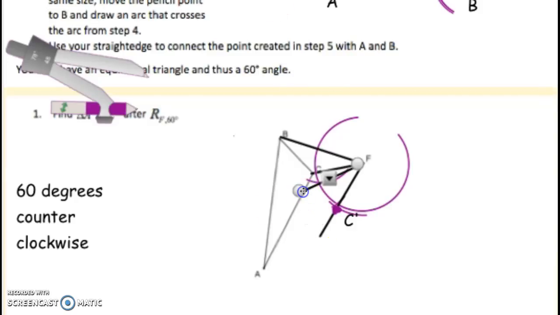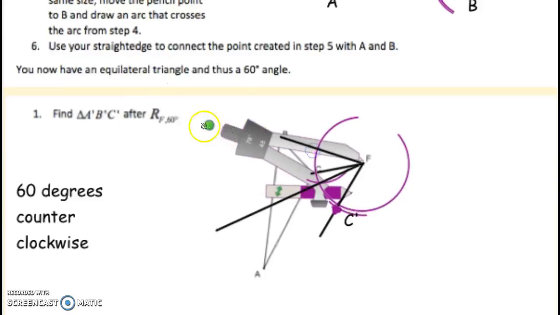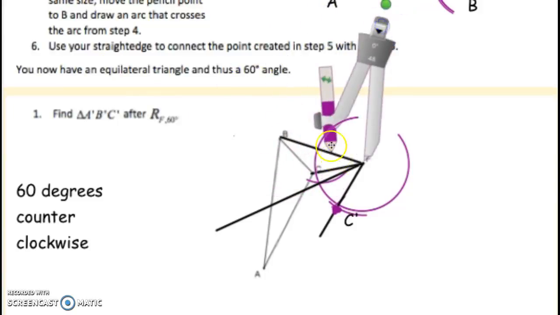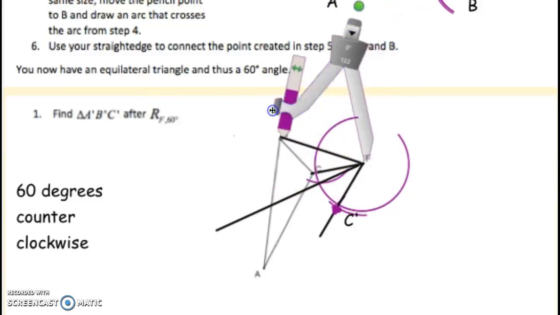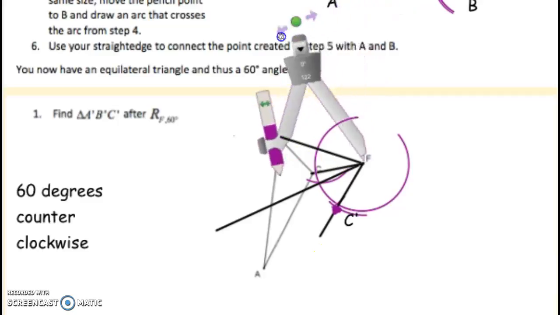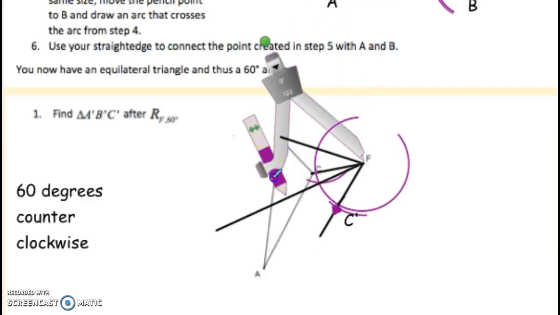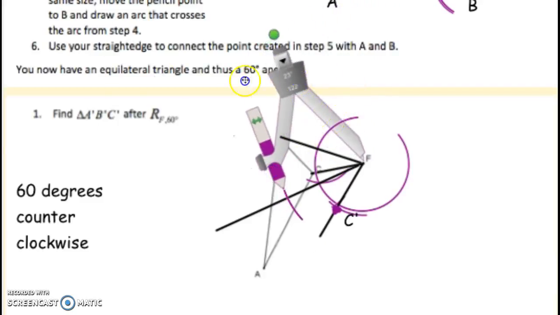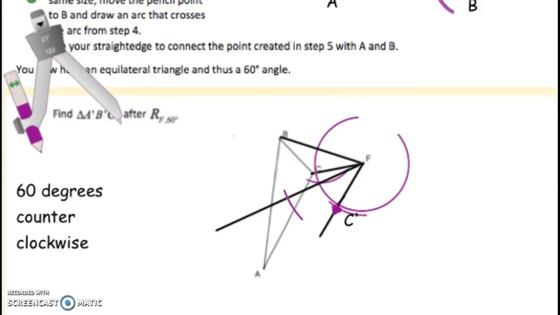And now the question is, how far out should point B prime be? So we're going to measure from the center of rotation to B, sorry, and then we're going to swing that around to get where B prime should be. So that would be the point where B prime should be. So I'm going to label that B prime.